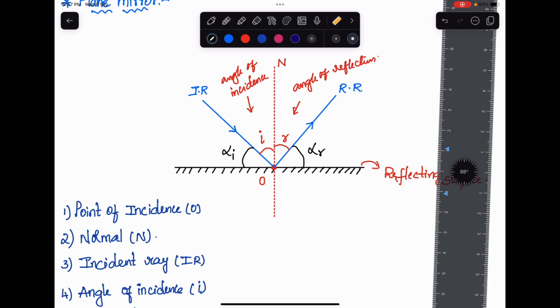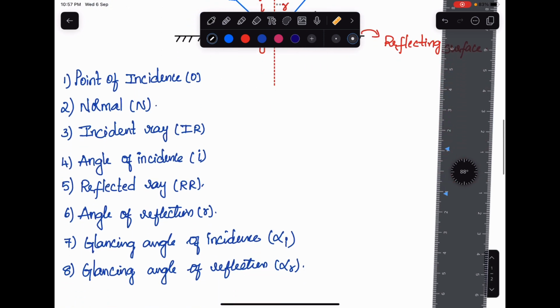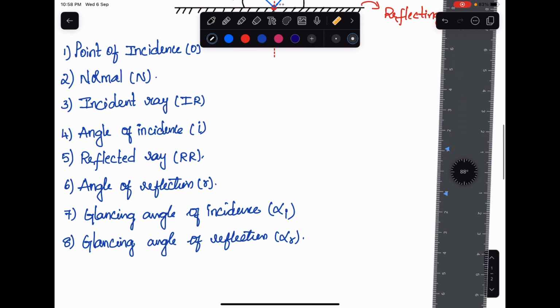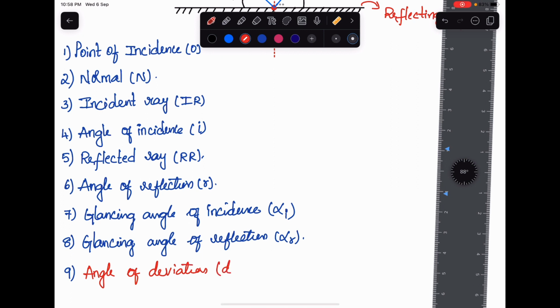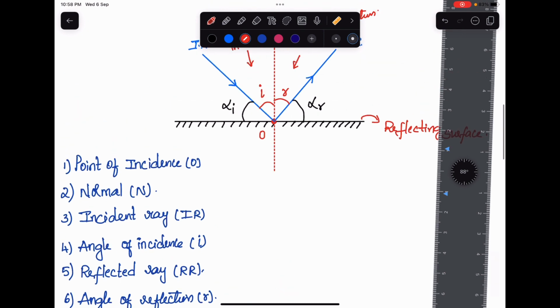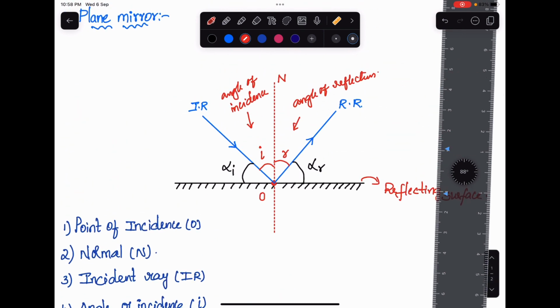and is denoted by alpha r. Now, if you observe the diagram clearly, an important point we are going to learn, that is quite important, so I would like to write this one with another color. That is your angle of deviation. Sir, what do you mean by deviation, sir? Say this can be denoted by D or the Greek symbol delta. You can use these words, D or delta, in this way.